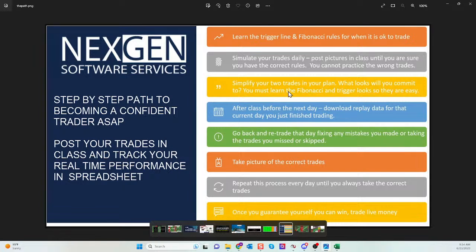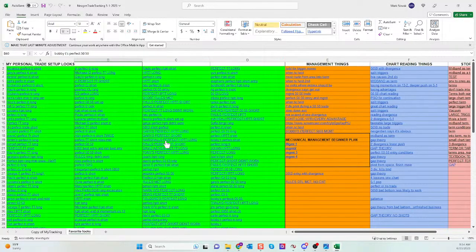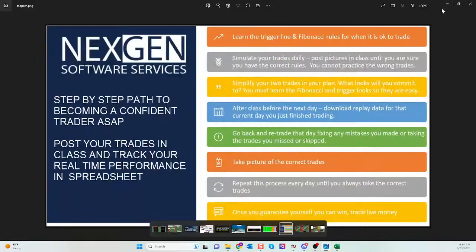What looks will you commit to, right? Your commitment should be to a rules-based trade. That's what you're going to commit to, but then you have to learn them so that they are easy. Guys, 240 pictures of entries really makes entries pretty easy. You just have to do that little bit of study. After class, before the next day, you can use market replay. You can replay the day. You can fix your mistakes.